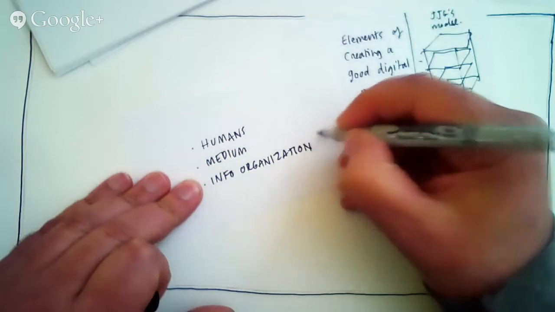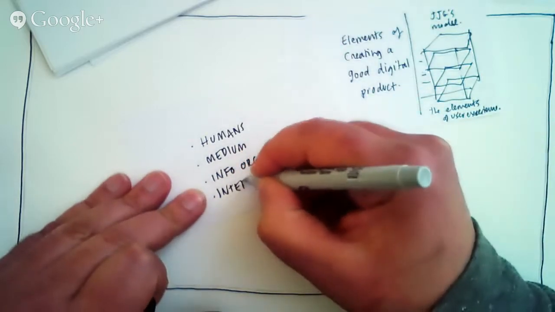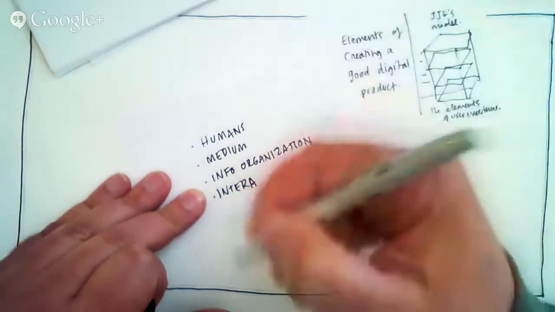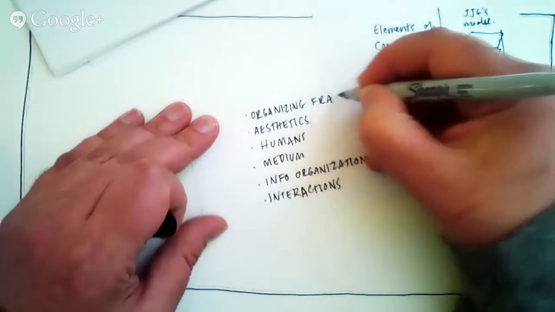The pieces it has are humans and medium, and information organization, interaction. I don't want to go too quickly. Yeah, that's another thing: you can go as fast as you like, but it is helpful, I find, that you can see what I'm doing. Definitely, it helps a lot. All right. And then, as well as that, it has aesthetics and an organizing framework. Okay. And those are the pieces.